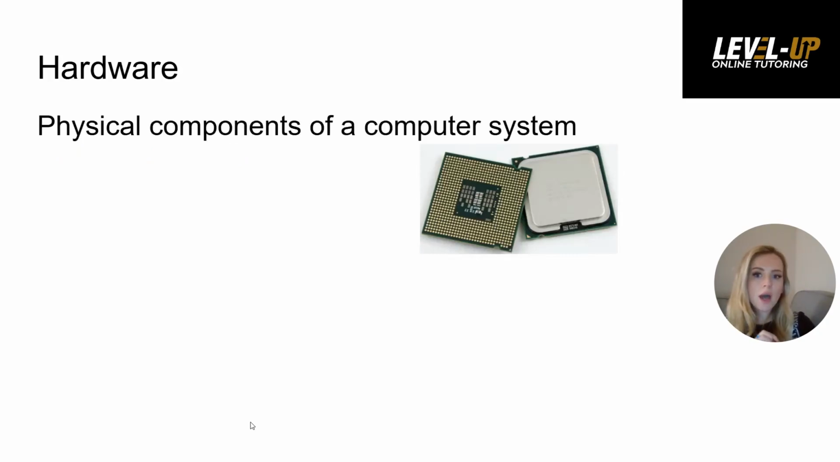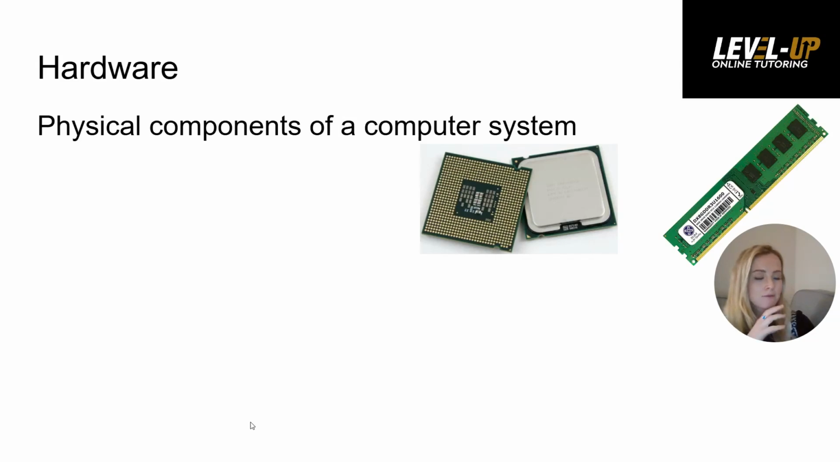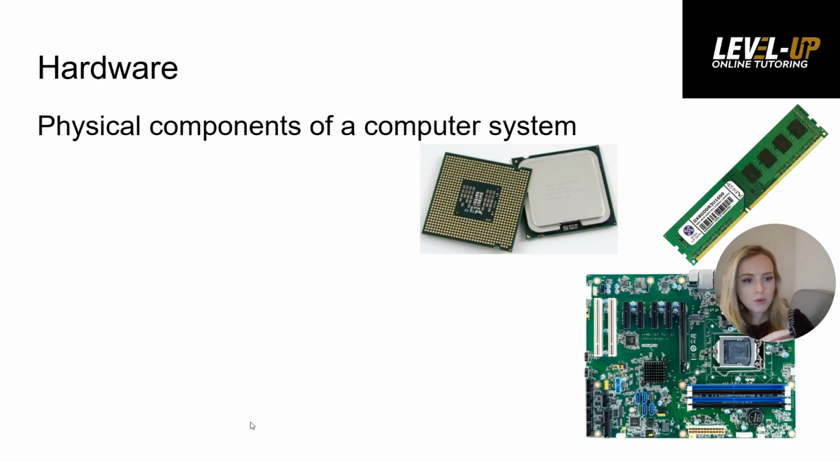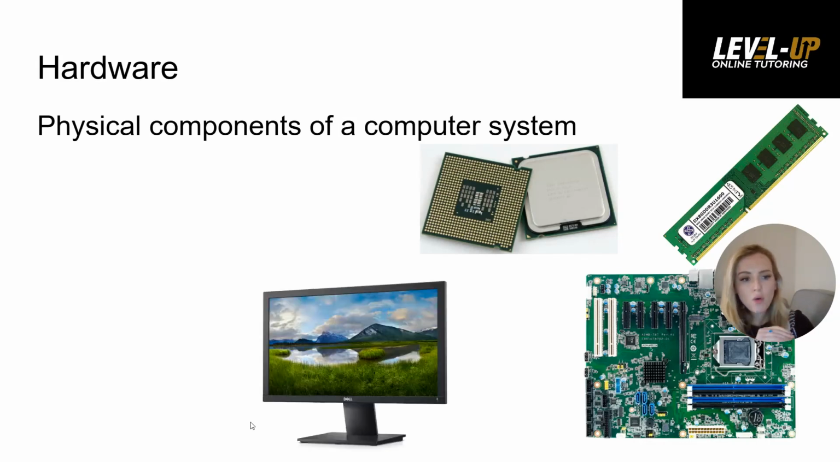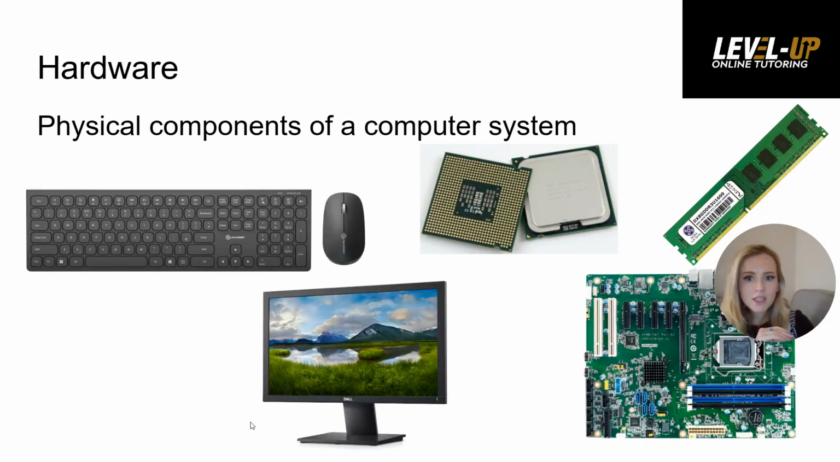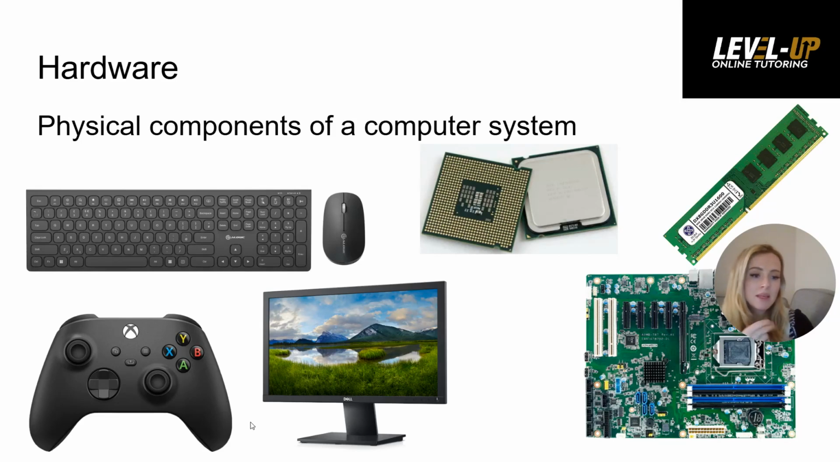If we talk about hardware, the definition is the physical components of a computer system. So it's the physical parts of a computer system. I have a CPU in front of me, I have RAM, I have a motherboard. Yes, these are all parts of a computer, but so are your monitor, your keyboard, and maybe even a games controller. That is all hardware.